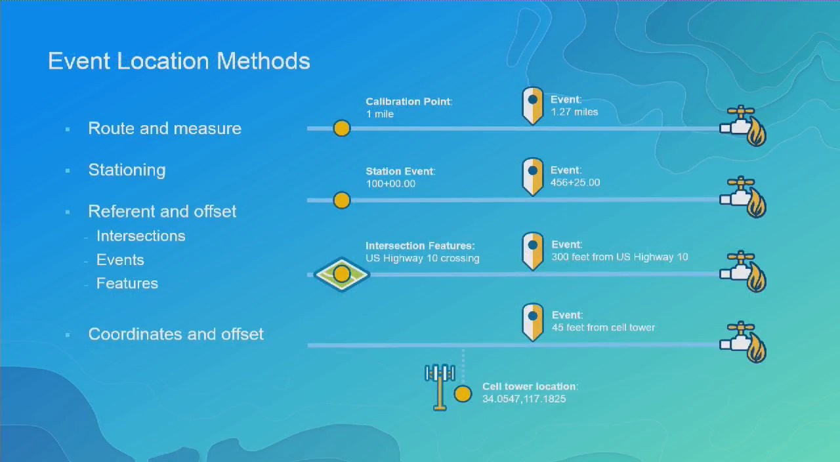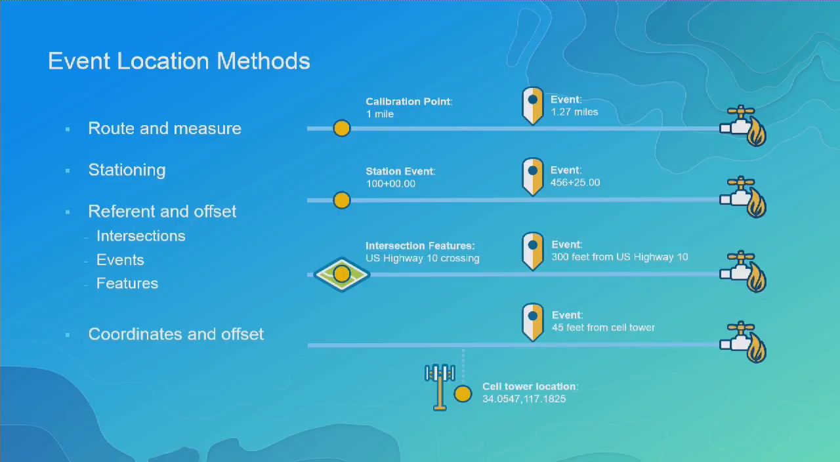So, the event location methods. How can you locate events using pipeline referencing? Traditionally, in the pipeline industry, we use route and measure, route and stationing information to locate where our pipeline assets are, where our events are.